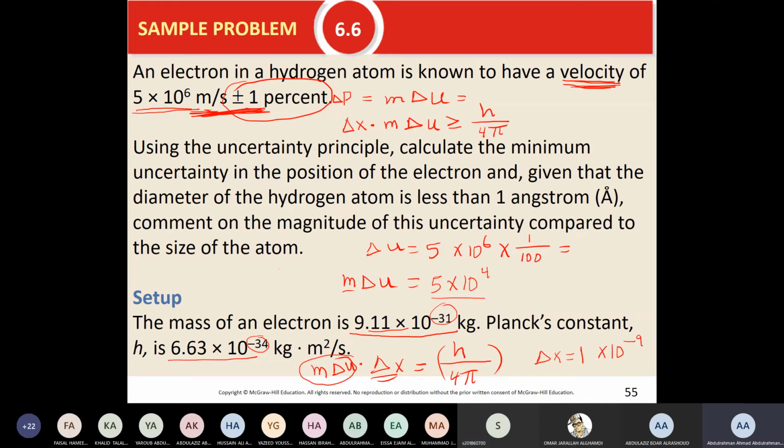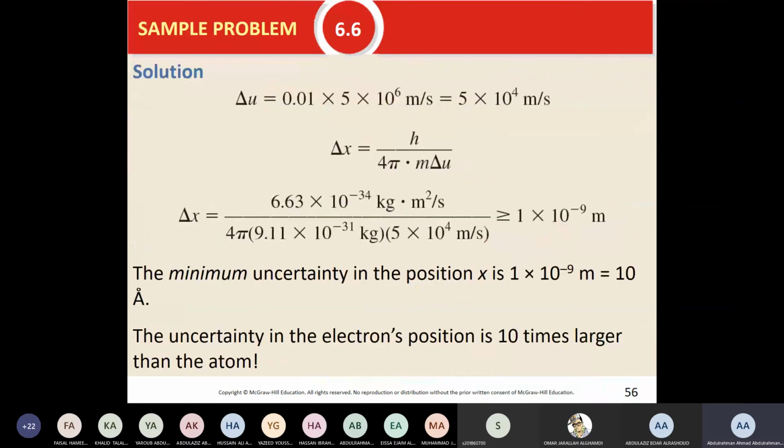Yes, I got it. When I did the calculation, I got 1.1 times 10 to the power minus 9 meter, or 1.1 nanometer. Yes. If you calculate it correctly, that's what you should have. Okay, and actually, this is the right answer. It is 1 times 10 to the power minus 9.